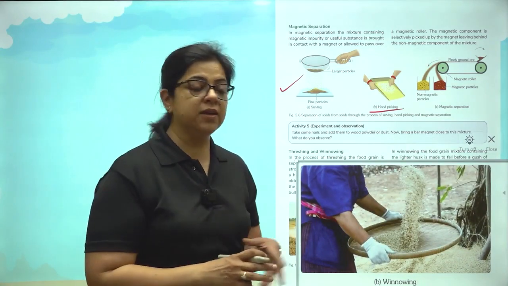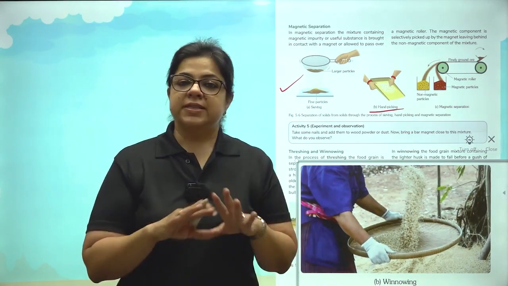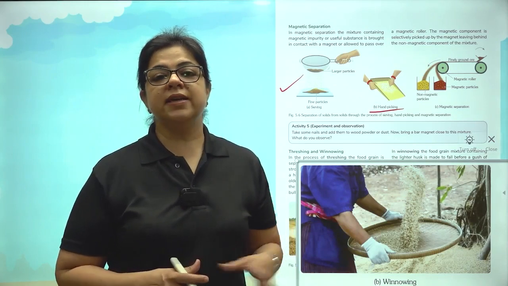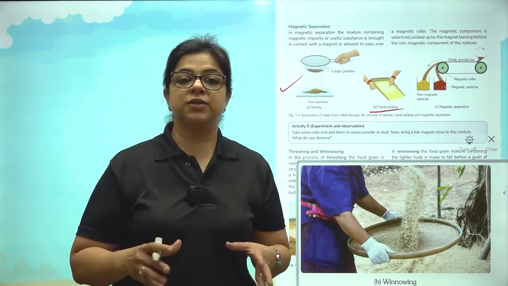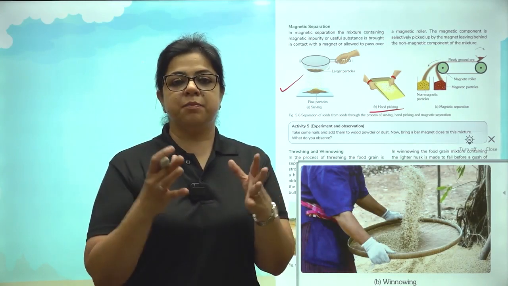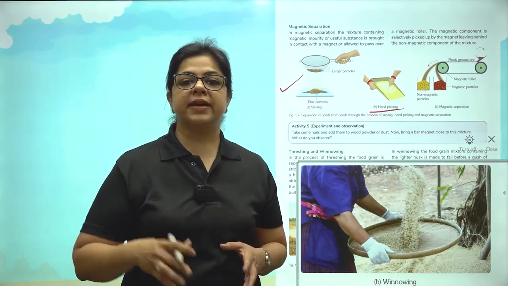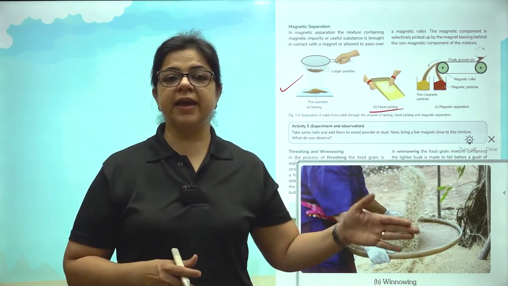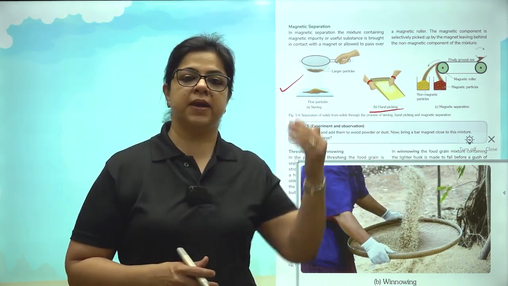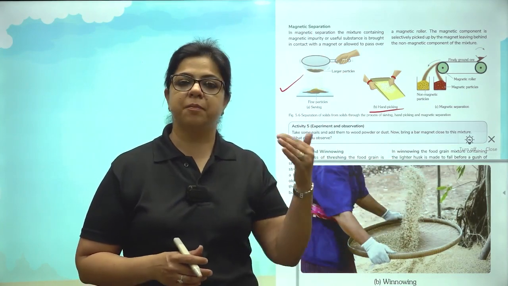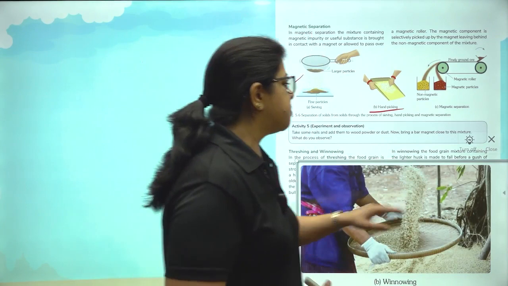So, what has to be done? They have to be separated. And how is it done? It is done by winnowing. What is winnowing? The grains mixed with stalk are allowed to fall from a great height. The air carries the lighter stalk away and the grains are piled up in a separate pile.